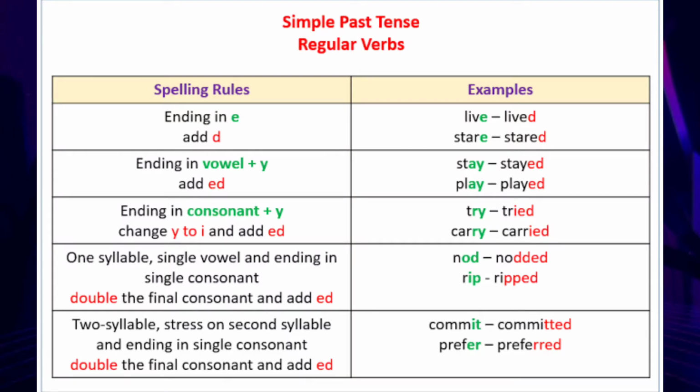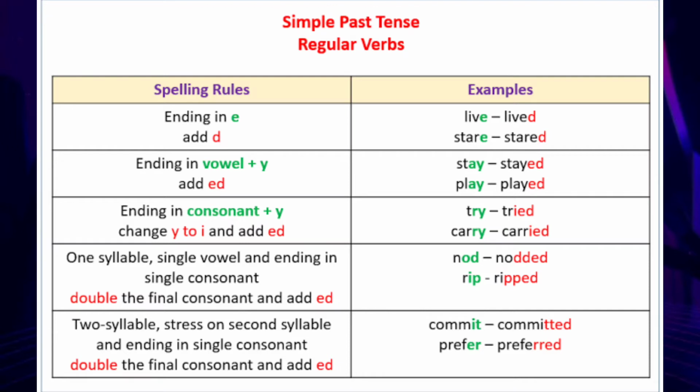We have two kinds of verbs, regular verbs and irregular verbs. About the regular verbs, just add D or ED or IED. With verbs that end with E, just add D, like live, stare. With verbs that end with a vowel and Y, just add ED. And with verbs that end with a consonant and Y, just cross the Y and add IED.